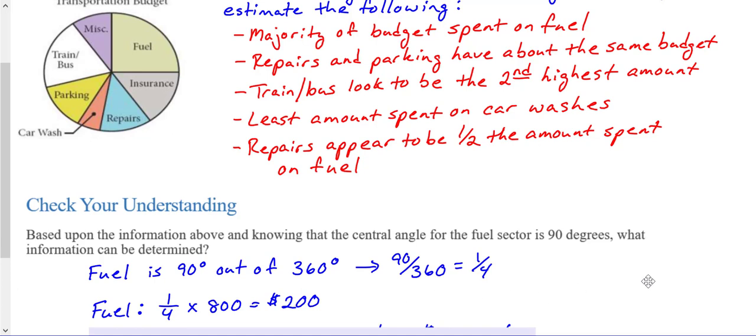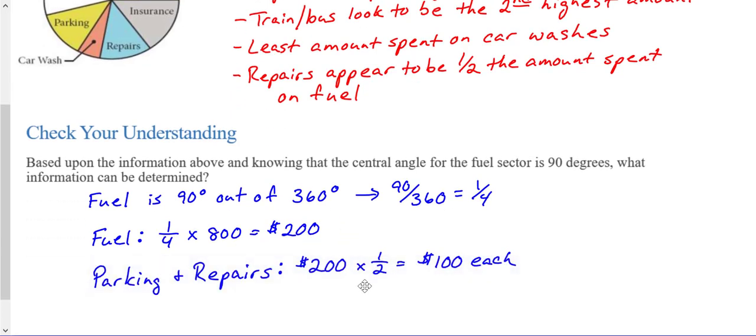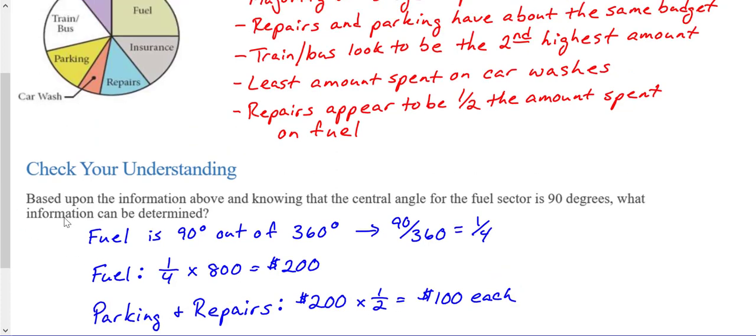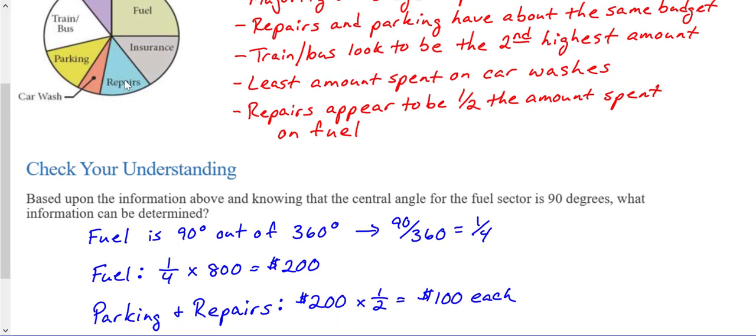And then one of the other things that we stated was that repairs appeared to be half the amount spent on fuel. So we can take the amount we spent on fuel and divide it in half and get 100. And if we look closely, repairs and parking appear the same. So we spent approximately $100 on each of those expenses.